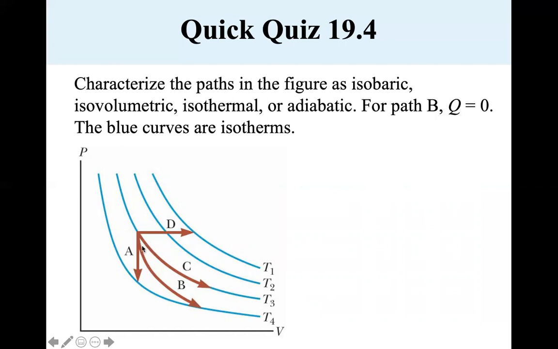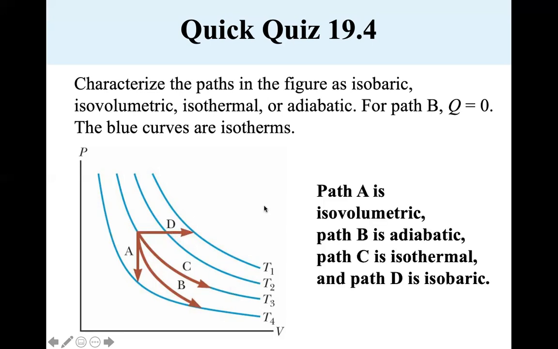B, it says Q is equal to zero. There's no heat being added to the system, so that's adiabatic. And then C, you can see it stays along the T3, the temperature 3 line, so it's isothermal. And here D, the pressure remains the same, so it's isobaric. So path A is isovolumetric, path B is adiabatic, path C is isothermal, and path D is isobaric. And I think that's it for this section.